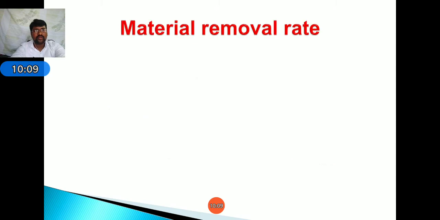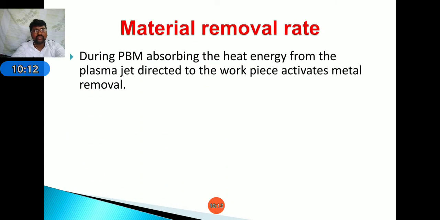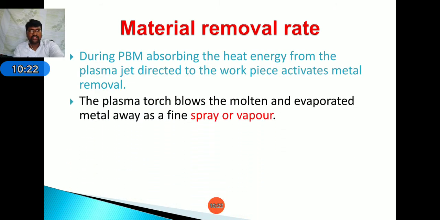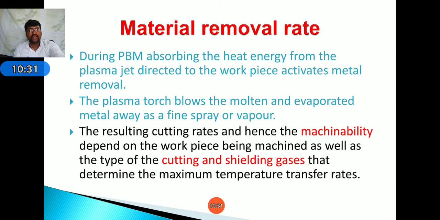Okay, next coming to material removal rate. During PAM, by absorbing the heat energy from the plasma jet directed toward the workpiece, active metal removal takes place. The plasma torch blows the molten and evaporated metal away as a fine spray or vapor, thus resulting in cutting rates, and hence the machinability depends on the workpiece being machined as well as the type of cutting and shielding gas that determine the maximum temperature transfer rates.